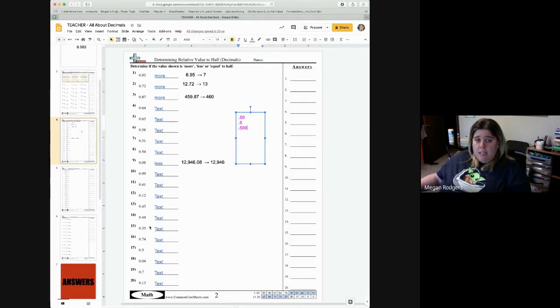Again, if you want to practice this a little more, you're not sure, go ahead, hit pause, fill these in, go down and check your answers. Then come back and we'll move on to the next one.